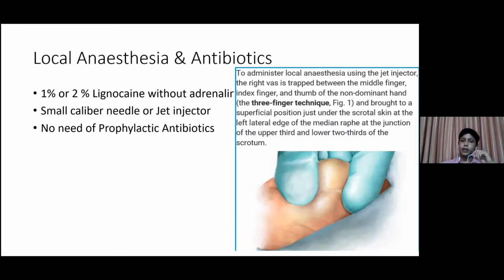So this is the technique where we identify the vas to administer the local anesthesia. As I can remember, in the past Part 1 MCQs, we got the question of how to identify the vas. It is a highly muscular, palpable tube. If you examine the spermatic cord, we can identify that. After that, we can locate it and give the anesthesia.